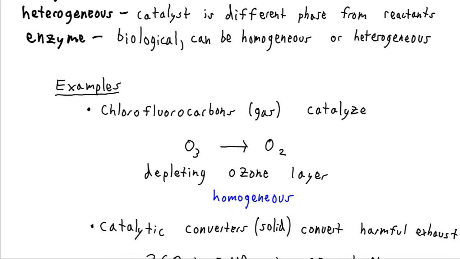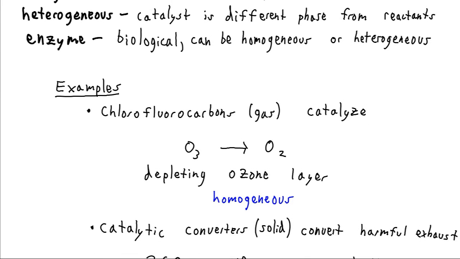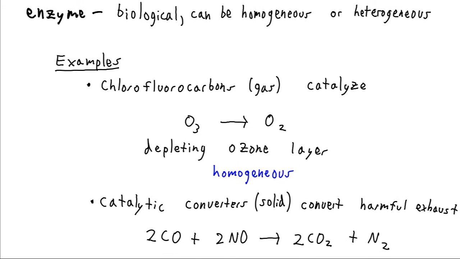Example of a heterogeneous catalyst would be your catalytic converter. These use things like platinum and palladium and rhodium and copper and some other things in order to convert exhaust gas, such as carbon monoxide and nitrous oxide, into carbon dioxide and nitrogen gas, which are much less harmful.